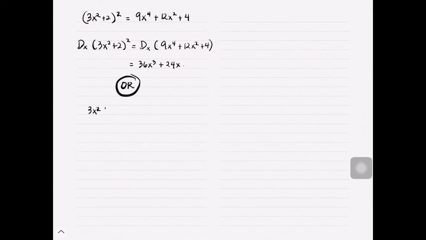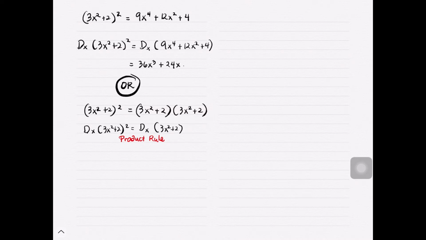Alternatively, knowing that 3x squared plus 2 squared is the same thing as multiplying 3x squared plus 2 by itself, we can actually use the product rule and arrive at the same answer. In doing the product rule, we'll have the first function times the derivative of the second function, plus the derivative of the first function times the second function. The steps in doing the product rule are also discussed in that suggested video, so if you want to review how to do this, just click that I icon and watch that video.